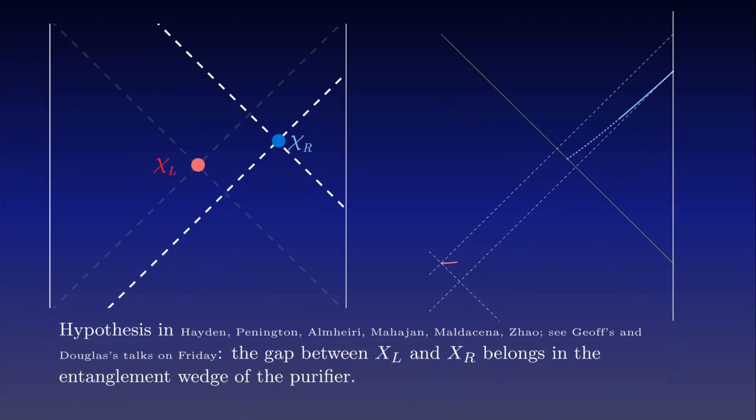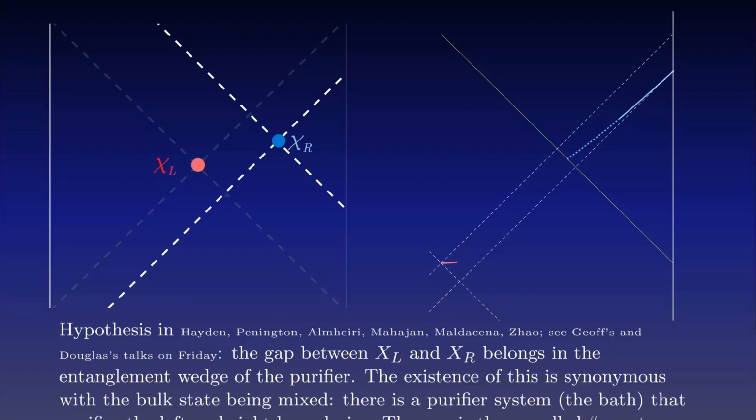Now, here is an interesting comment, which is based on the earlier slide on complementary recovery. So we now have three systems. We have the left boundary, the right boundary, and the purifier system. And we have these two entanglement wedges, the right entanglement wedge and the left entanglement wedge. And then we have this gap between these two. And so the hypothesis that was made most explicitly in this paper by Almheiri, Mahajan, Maldacena, and Zhao is that the gap between these two surfaces belongs in the entanglement wedge of the purifier. This is the so-called quantum extremal island that has been making headlines.